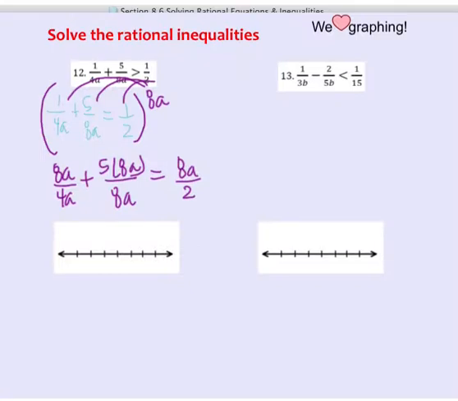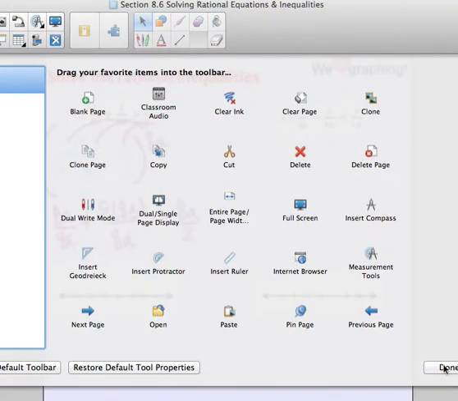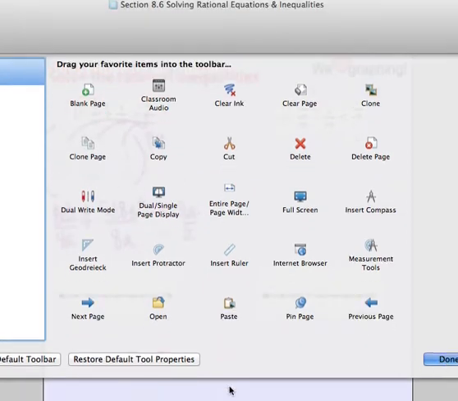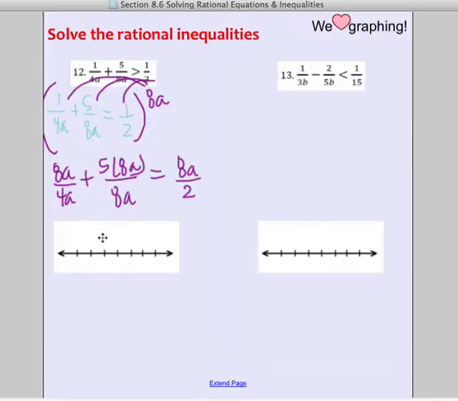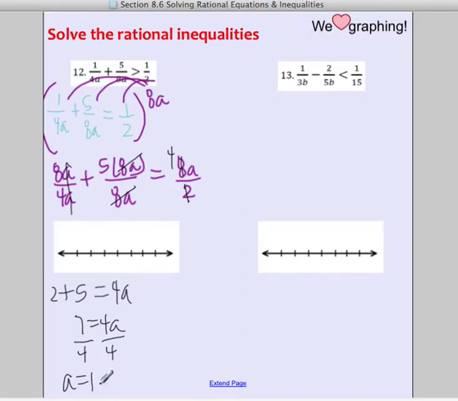If I simplify this, the a's on the first piece will cancel, and 8 divided by 4 is 2. Then the 8a's will cancel, so plus 5 is equal to 4a. So this gives me 7 is equal to 4a, and if I divide by 4, I get that a is equal to 1.75, or you could write it as 1 3/4, whichever way you want. Okay, so that's my first step.